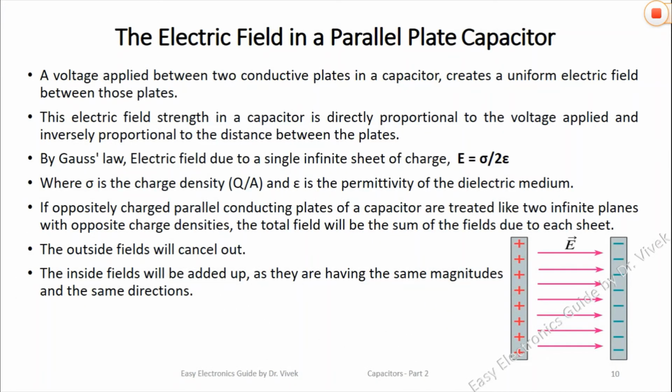A voltage applied between two plates in a capacitor creates a uniform electric field. This electric field strength is directly proportional to the voltage applied and inversely proportional to the distance between the plates. This electric field can be easily found by Gauss law. A capacitor can be treated like two planes with opposite charges so that the electric field will be the sum of the fields due to each sheet. The field vectors outside the plates will cancel out and the field vectors inside the plates will be added up.